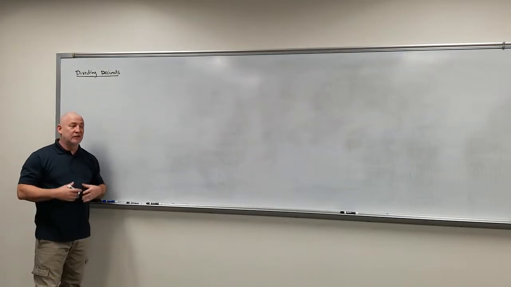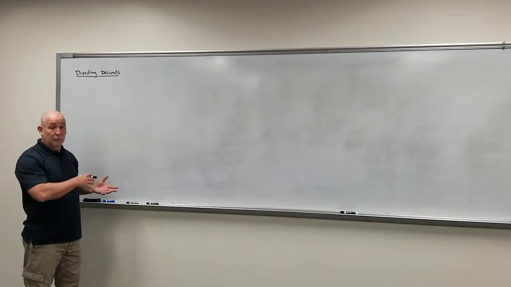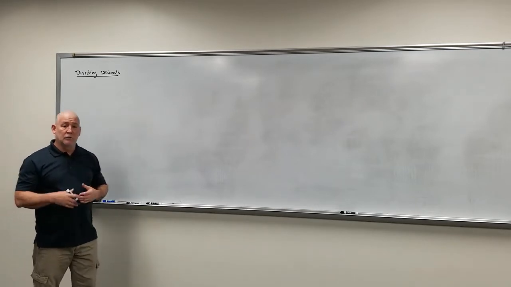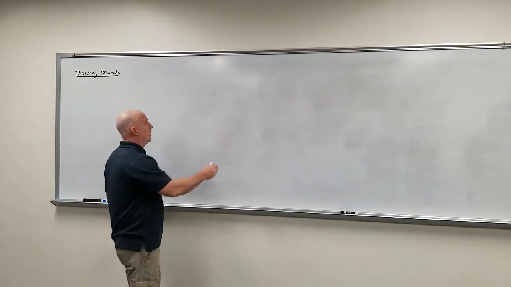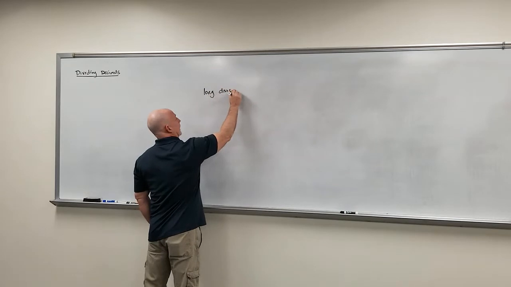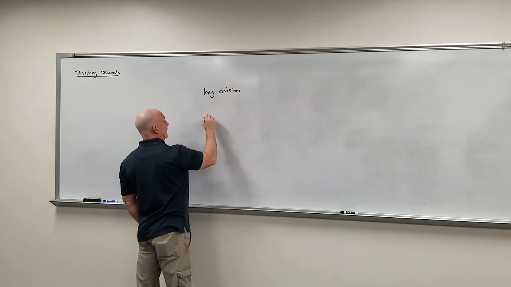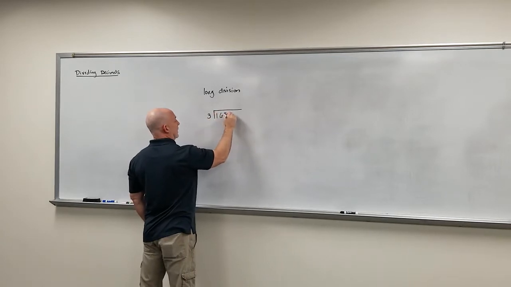Dividing decimals is by far the hardest operation to do with decimals. That's because we have to remember how to do long division, and most of us really don't like long division. So let's take a quick look back at long division. So let's say I had 3 into 1682.